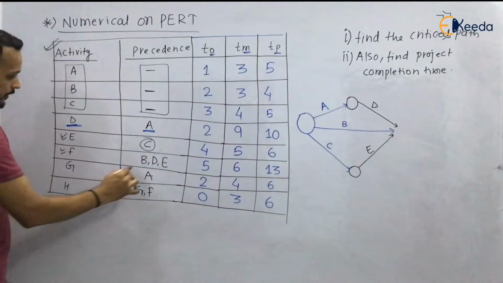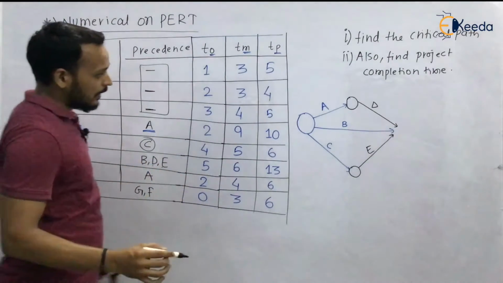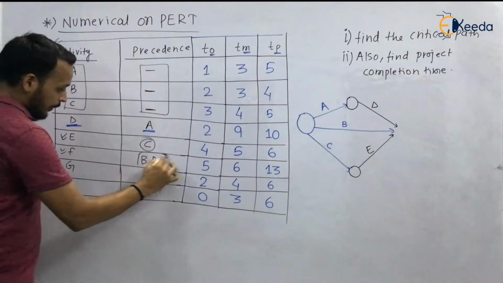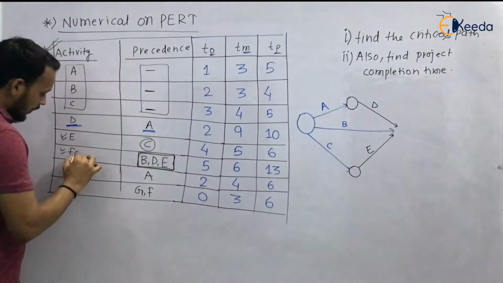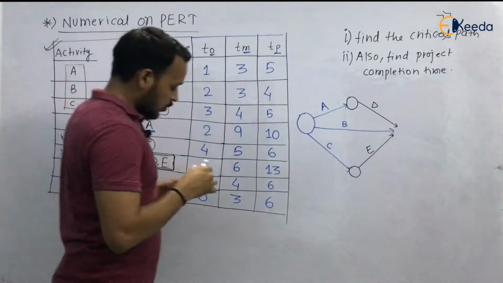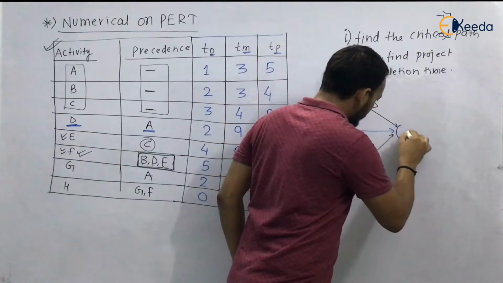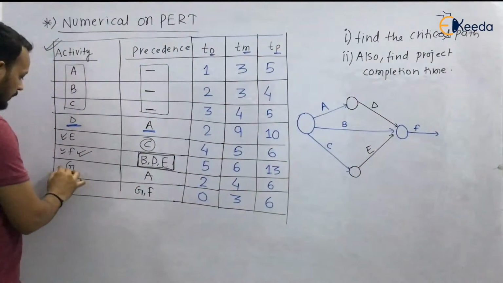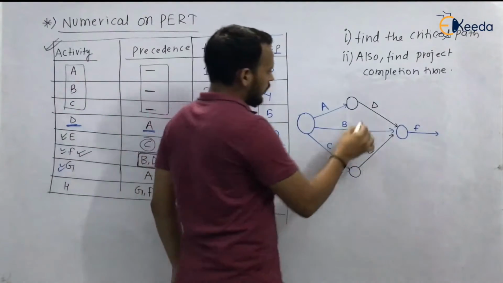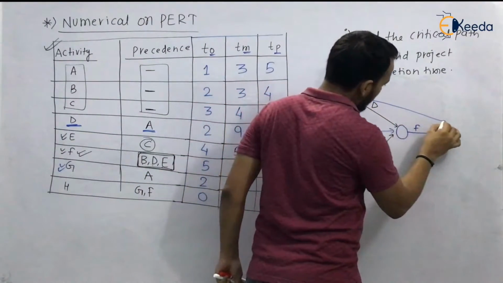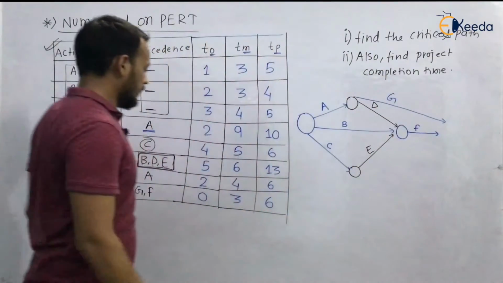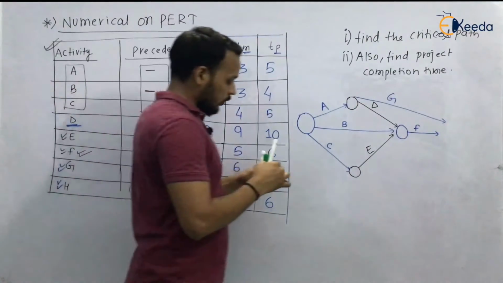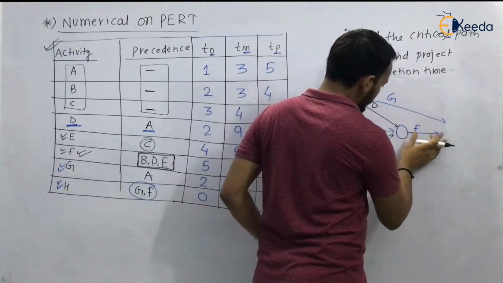Now activity F, and the precedence is all three, B, D, and E. That's why I have terminated B, D, and E at the same point, because we have to match all these three and originate activity F. So at this point, originate activity F. Activity G is also coming from activity A, so you have to draw activity G. And the last one is activity H. The precedence is both G and F. So match G and F.